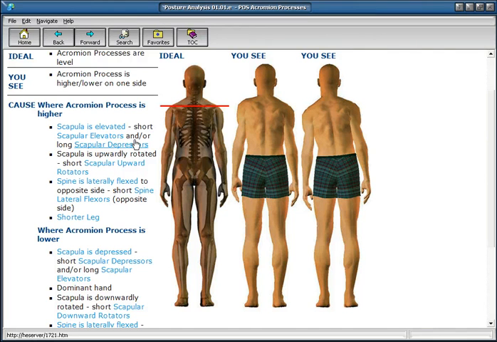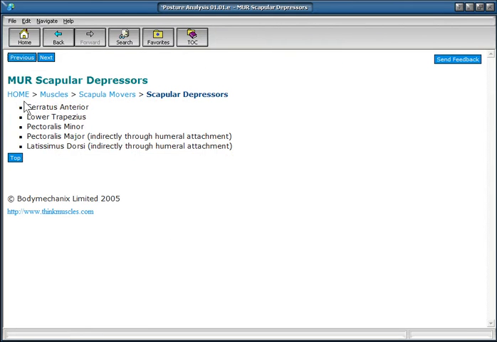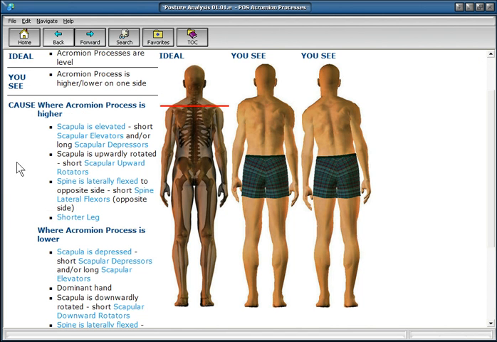Well, go over here and it says MUR, which is the muscles regional. Click on that, and it tells you the scapula depressors. So they're the muscles you'll be looking at, either directly depressing the scapula or indirectly, like in the case of pectoralis major or latissimus dorsi, by acting on the humerus. So let's go back to the page where we were and have a look at that again.